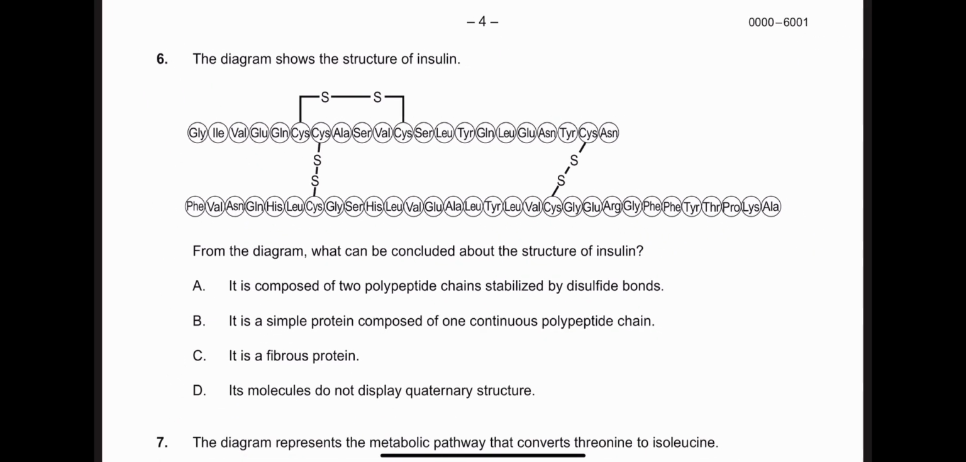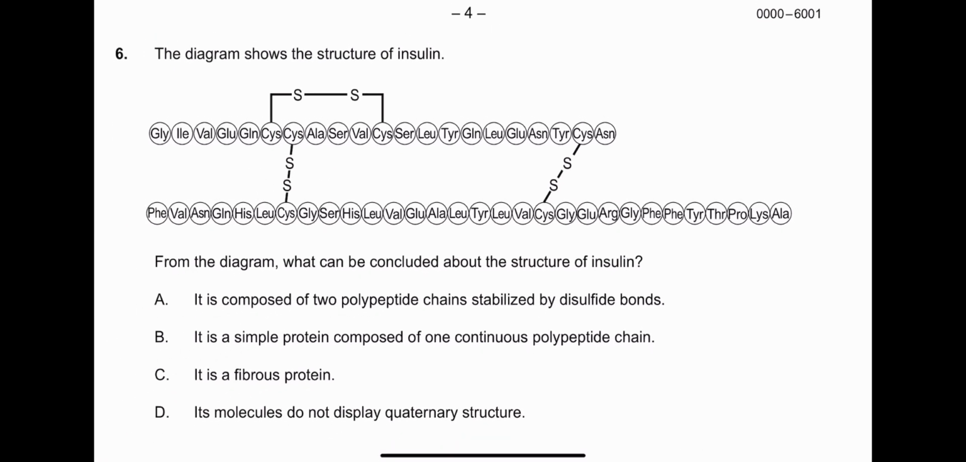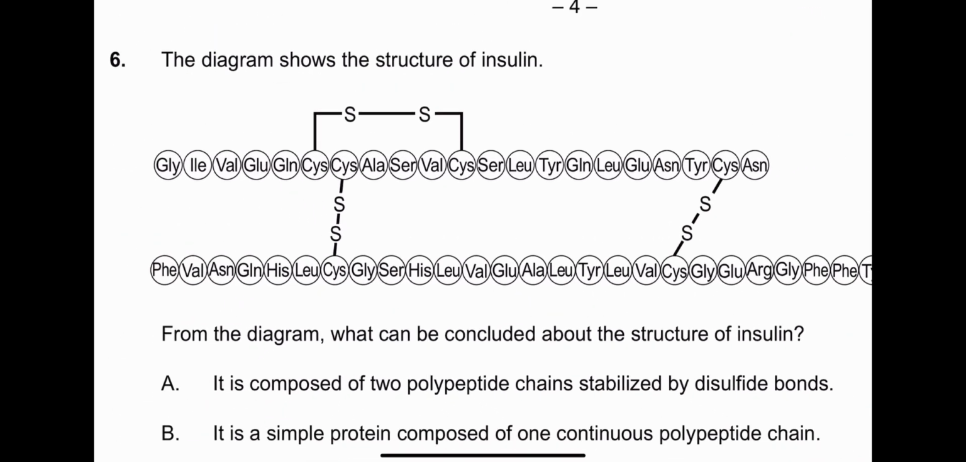The diagram shows structure of insulin. From the diagram, what can be concluded from the structure of insulin? Okay, so make sure we pay attention to the diagram so we see this amino acid sequence. What can we see? So this is two different chains.